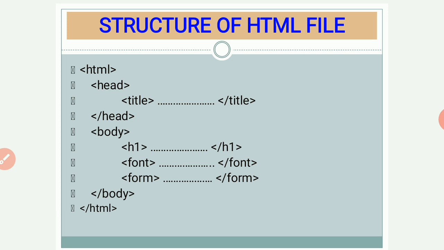Below it, body. In body there are different tags used, for example here h1, font, form. So they are written between body and /body. So these are the subtags of the body tag. After that, /HTML indicates the end of the HTML document.